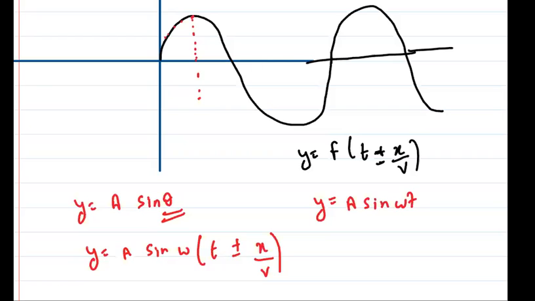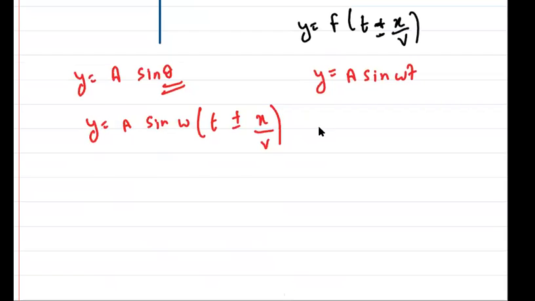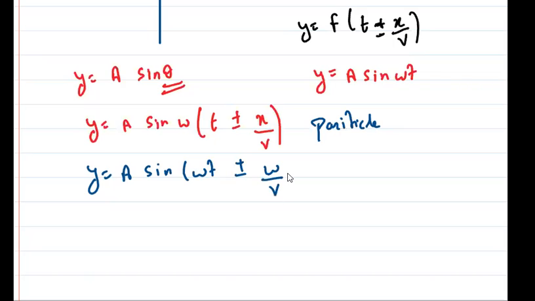So I can say, okay, if it is this, right? So I can say this is the equation of the particle, the equation of motion of the particle. Yes or no? Tell me. So if I need to rewrite it, I can write like this. y is equal to a sine, now omega t plus minus omega by v into x. Yes or no? Okay, right?